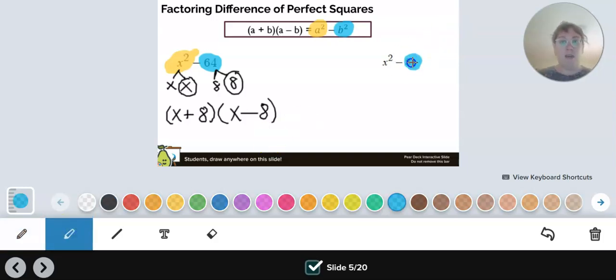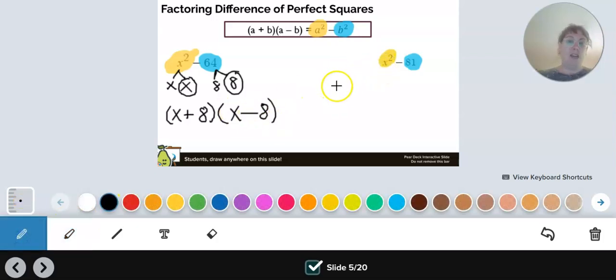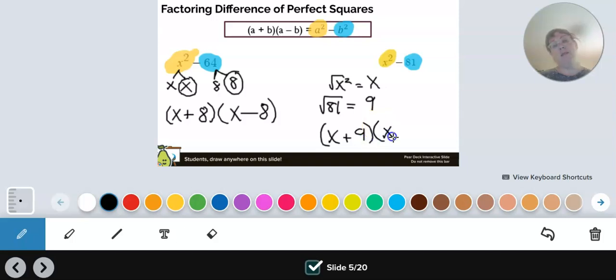Over on the right, we have that 81, and we also have that x squared. So again, the square root of x squared is just x. The square root of 81 is 9. So we're going to do x plus 9 times x minus 9, getting that conjugate pair. And that is our factored form. Beautiful. This is the difference of perfect squares. When we have two terms, they're being subtracted, and they're both perfect squares.